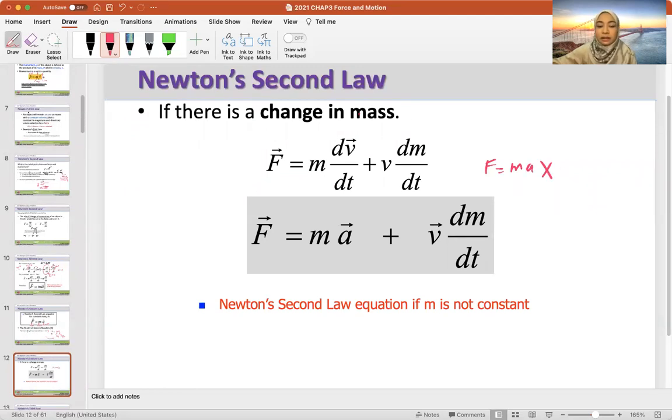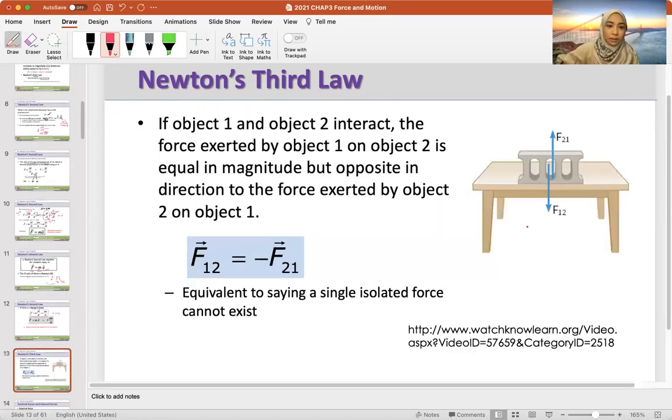So assuming there is a creation that is able to change in mass, this equation F equals ma is not legit anymore. So you have to use the actual one, F equals m dv/dt plus v dm/dt, or the change in mass over the change in time. So F equals ma plus v dm/dt. This is Newton's second law if m is not constant. But for our syllabus, we assume everything has a constant mass. So F equals ma only.